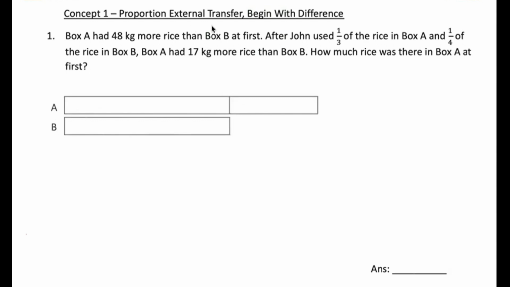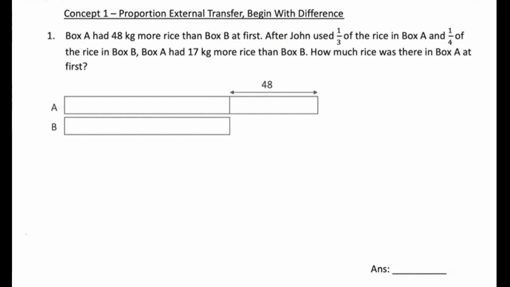So this is the beginning with a difference, right? You draw a model. Every time a question begins with a difference, you draw a model. Okay? You don't have to ask yourself any other thing. When you see it, you draw a model. Okay? More than, less than, draw a model.